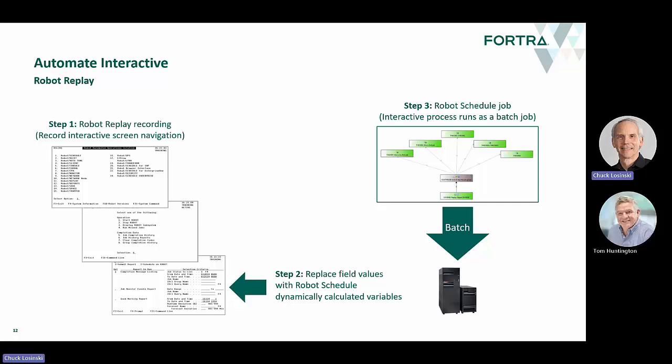Okay, so in terms of interactive, the Robot Replay tool basically requires you to navigate through your interactive screens. And if those interactive screens include parameters, such as a date parameter, you can go back in and manipulate those date parameters to calculate a date that is appropriate for the process when you're going to run it. So for instance, if every Friday you run a sales report that covers 7 days and you have to supply the beginning and end date, you can use a Robot Schedule variable to calculate those dates and place that variable in the interactive panel. So when it runs as part of your job stream, it'll always have the correct dates.